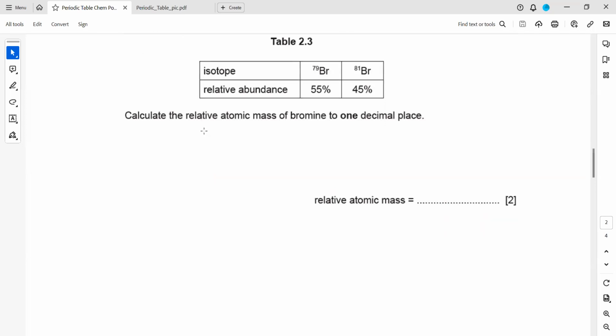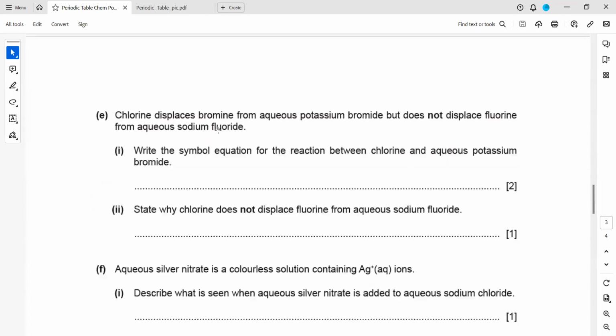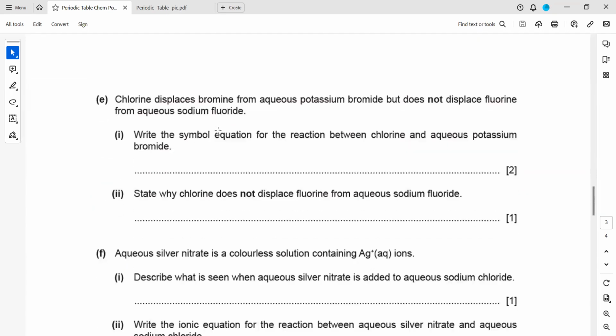So if you want to work out an average mass of the isotope, it's percentage multiplied by mass plus percentage multiplied by mass, divided by 100.